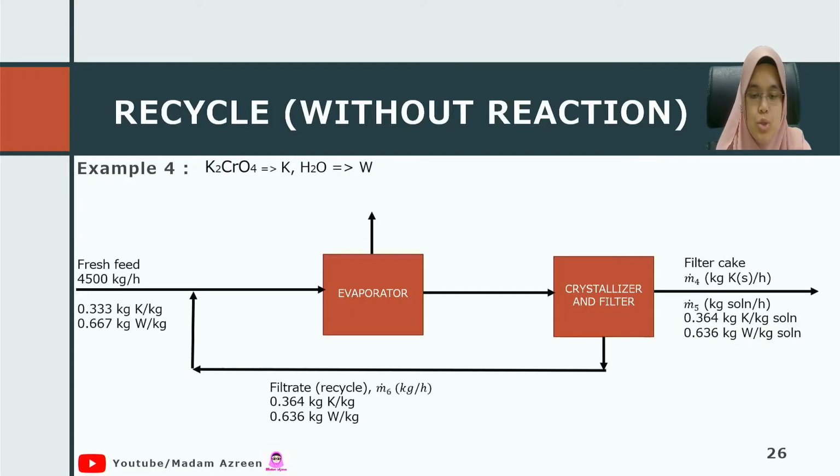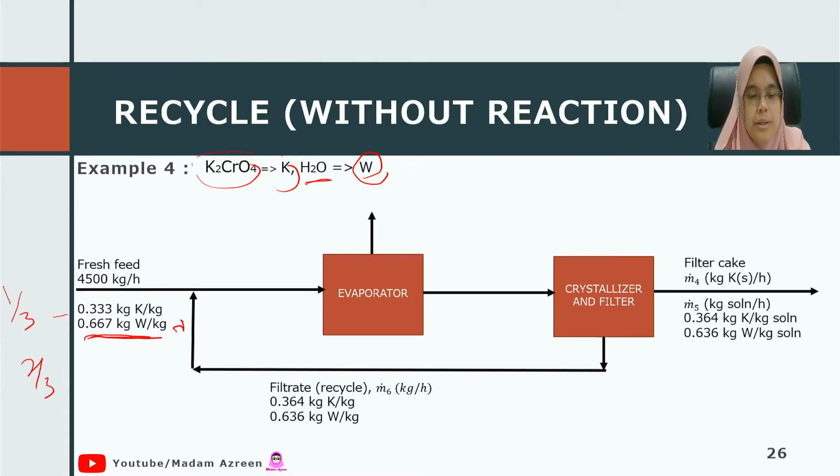Okay, so this is the block diagram. I just enlarged it and put in additional information. For example, the question states that it is 1/3 potassium chromate. So for the potassium chromate, we put it as K, and for water, we put it as W. Because 1/3 is K, which is potassium chromate, another 2/3 is water. That's why we get this value.